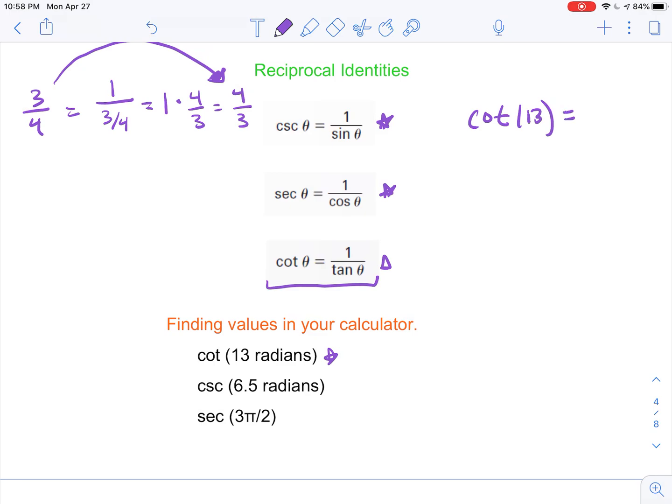Cotangent is the reciprocal trig function of tangent. So if I wanted to find a numerical value for this, I could plug into my calculator 1 over tangent of the same value. Now when you plug that into your calculator, you should get 2.15972... So the value of cotangent of 13 is equal to that value. Obviously, that's not an exact value, but it is an approximate value.